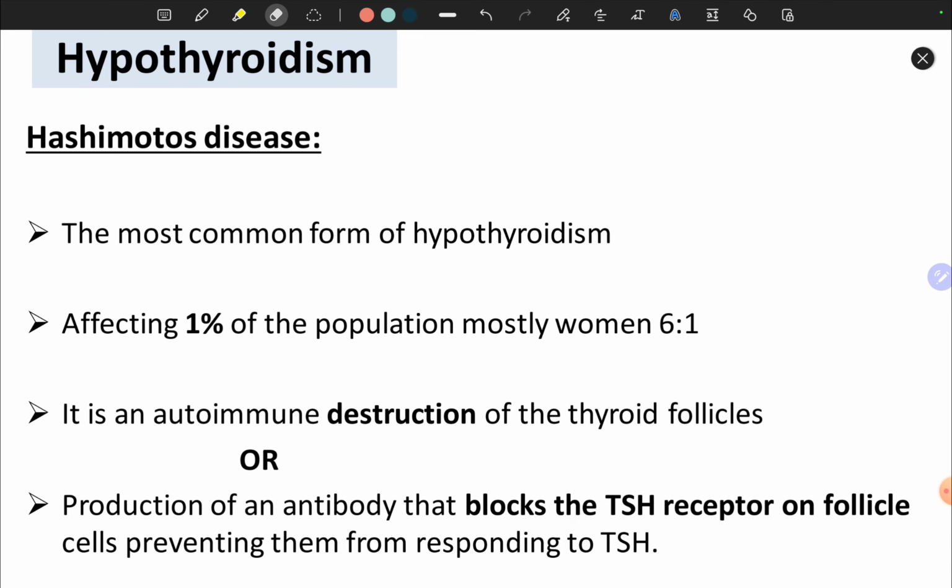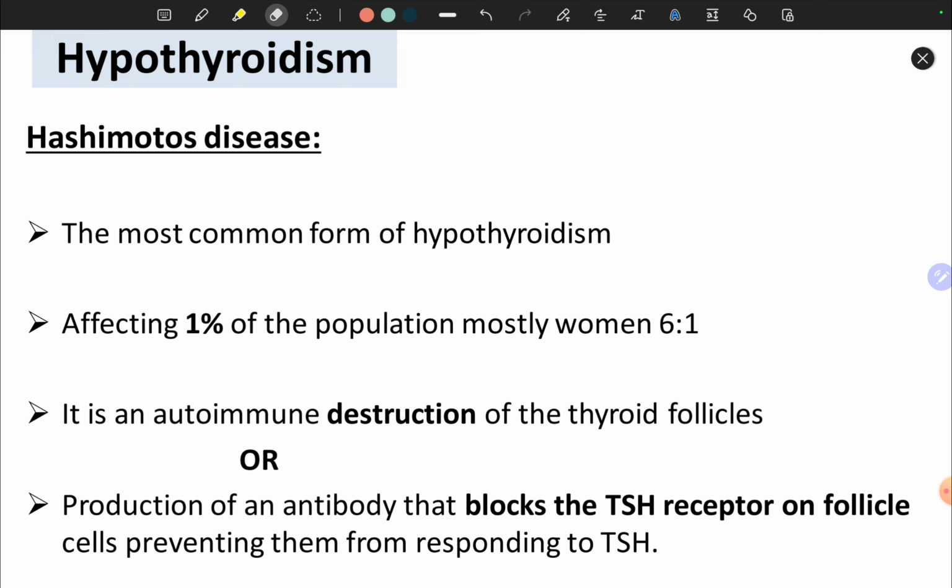This is an autoimmune destruction of the thyroid follicles. So, if I ask you what is the mechanism of Hashimoto's hypothyroidism, we have two mechanisms, yeah? Either there will be autoimmune destruction of the thyroid follicles, or we have an antibody that blocks the TSH receptor on the follicle.